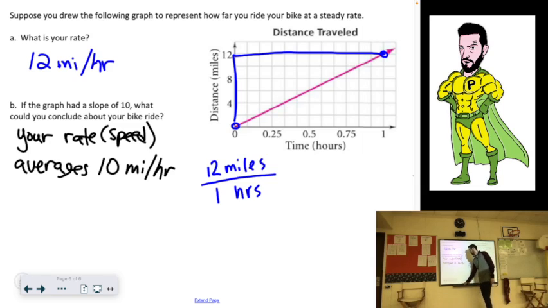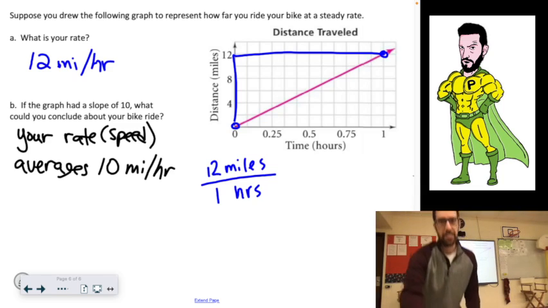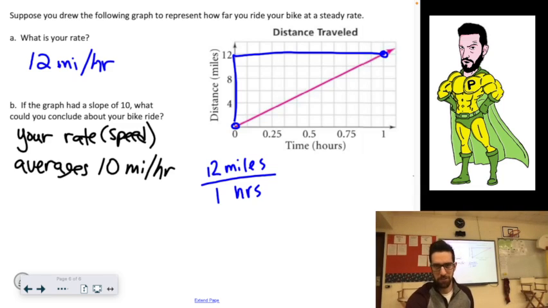That's it. So we're just kind of analyzing graphs. Remember, your starting amount is your y-intercept. Your rate of change is your slope. Look for words like each or per, and you'll get it. Oh my gosh, you've got this.